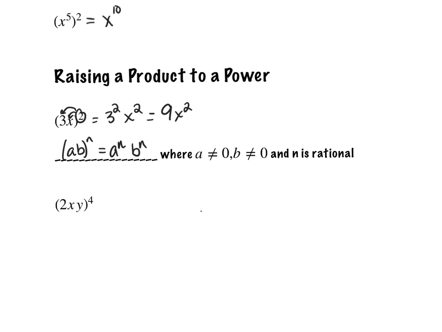So when I look here, I take that 4, I'm going to give it to the 2, the x, and the y. So I end up with 2 to the 4th, x to the 4th, y to the 4th. And so then you can figure out what is 2 to the 4th. 16, x to the 4th, y to the 4th.